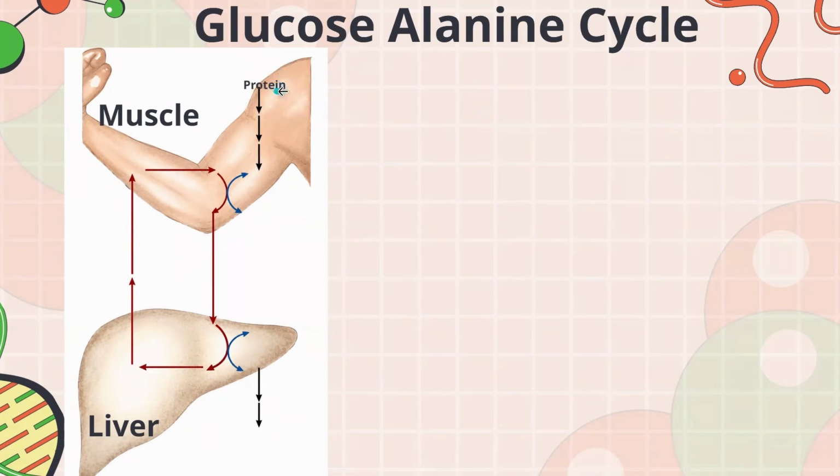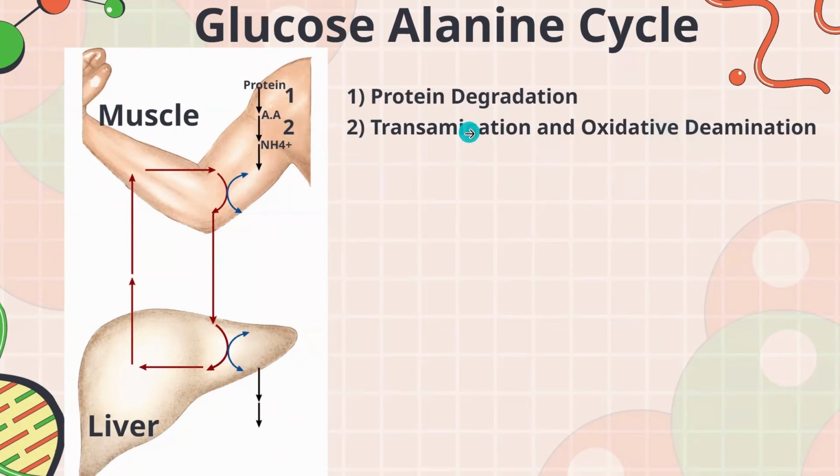Protein, after we take it, we want to break this down. So protein is going to eventually become amino acids. Protein to amino acids is by protein degradation. Then amino acids will undergo the steps we talked about, and eventually you're going to have NH4 plus, through the two steps, transamination and oxidative deamination, we just talked about.